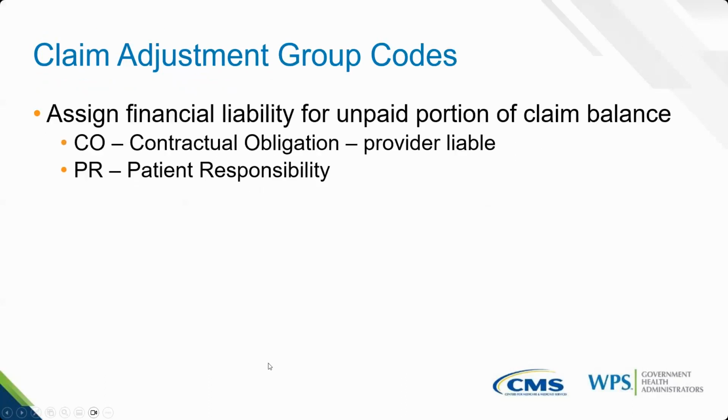Another type of code that appears on the RA is a group code. These convey the financial responsibility for the unpaid portion of the claim balance, and a CO group code reflects a contractual obligation. The provider is liable and you can't bill the patient. For rejected claims or unprocessable claims, you're going to see that CO group code on the remittance advice, CO16 to be specific. A PR group code, on the other hand, means that the patient is financially responsible.